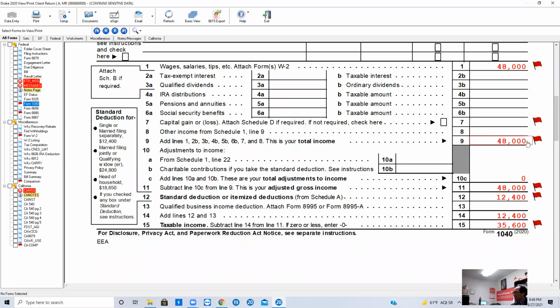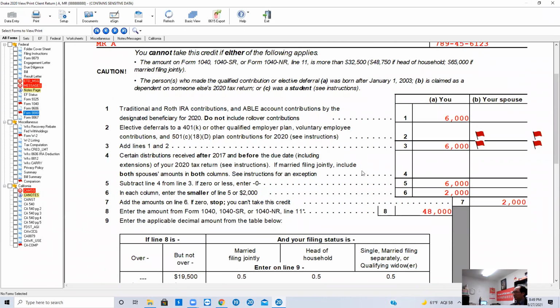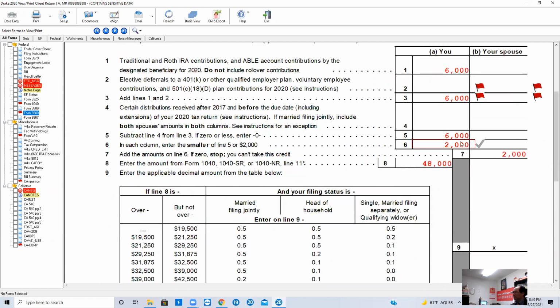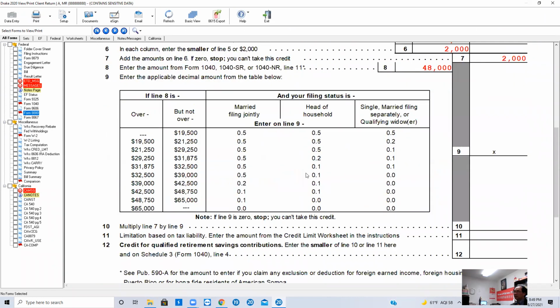In this situation, the income is 48,000. And two times 48,000. But this is single. Single is only 32,500. You see it? Single is only 32,500.